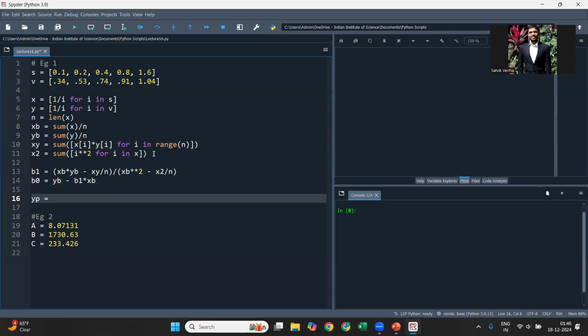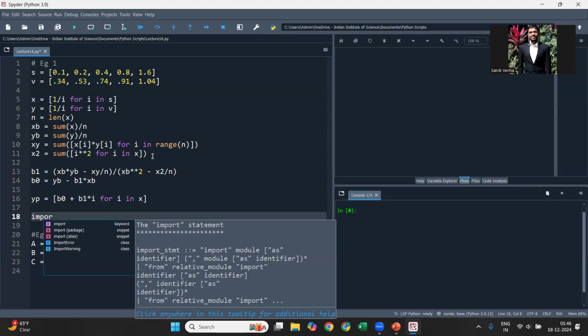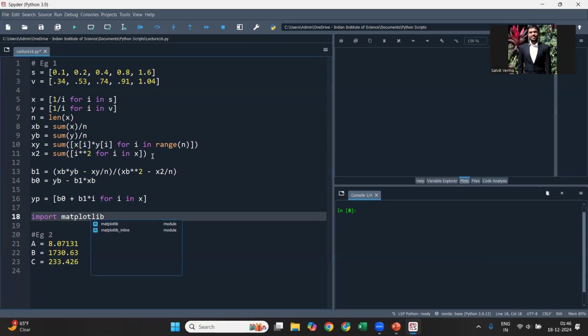What would be the y predicted? Y predicted would be beta naught plus beta 1 times the values of x. So I for I in x, right? That is y predicted. So let's plot this. So import matplotlib dot pyplot as plt. Although I always prefer importing all the libraries in the first line itself, but it's okay. Let's go ahead.